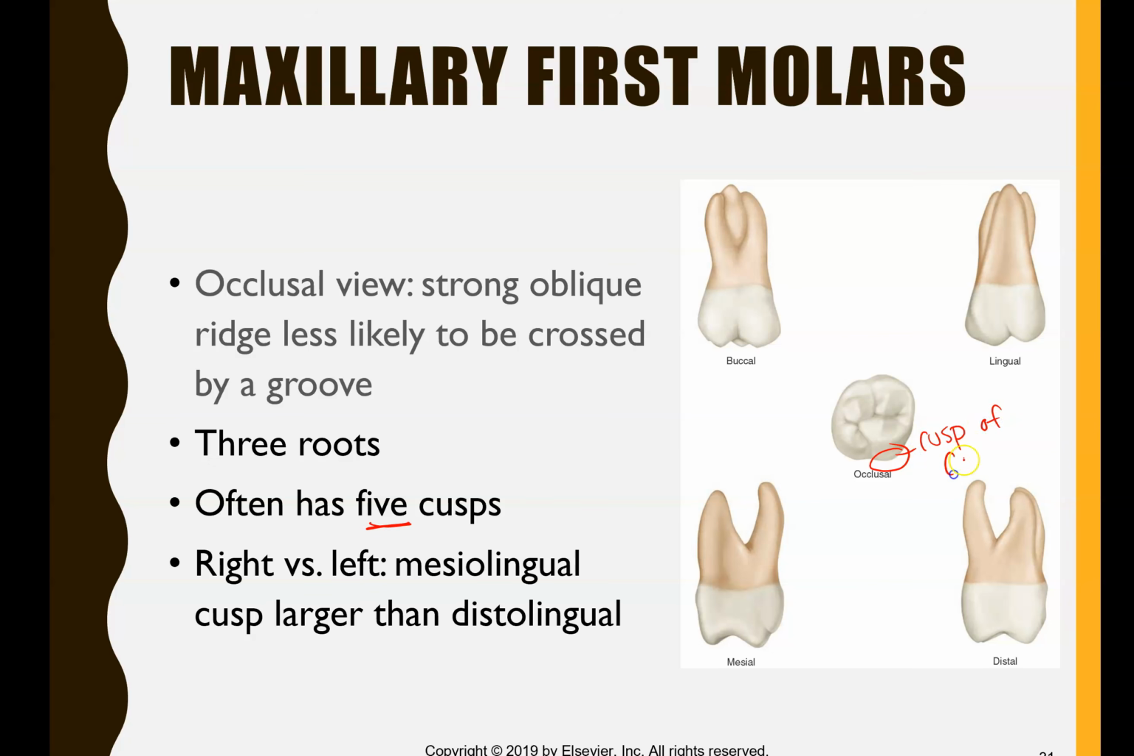Cusp of Carabelli. That's right. Okay, so that fifth cusp is the cusp of Carabelli. And so there are 5 cusps in your maxillary first molar. When we get to the second molar and third molar, there are not 5 cusps. The second molar has 4 cusps, for example. You can see that the roots are more flared over here.